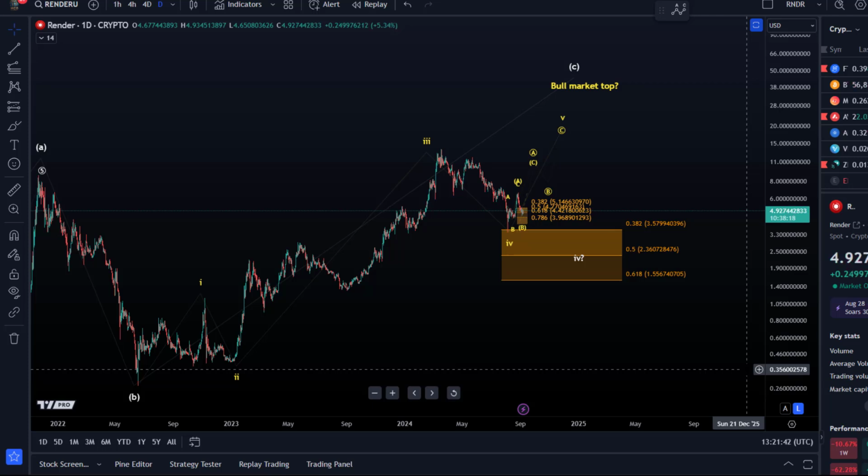Render is in an unchanged situation, so if you watched the last video you pretty much know what's going on here. I have added, however, a larger support zone to the chart as highlighted there in orange. It is a relevant support zone on the daily chart. It's defined between $1.55 and $3.58.